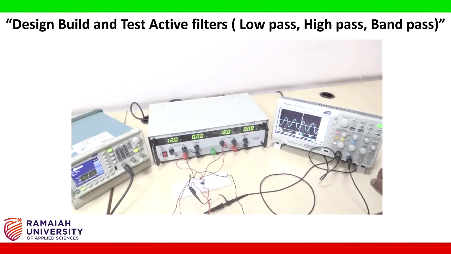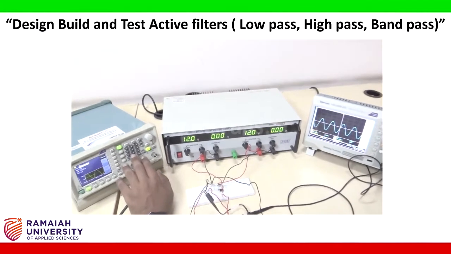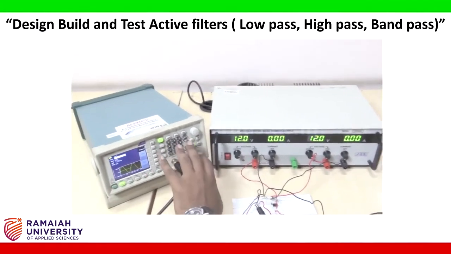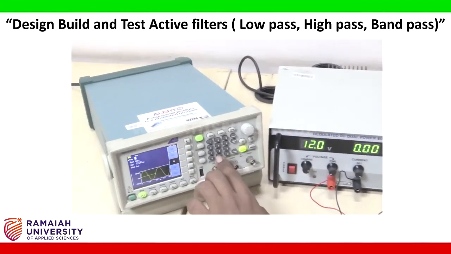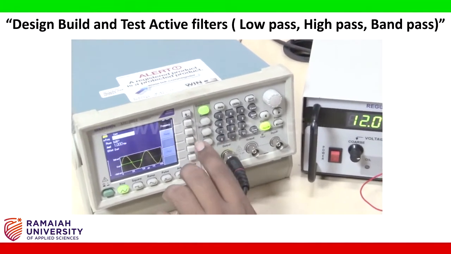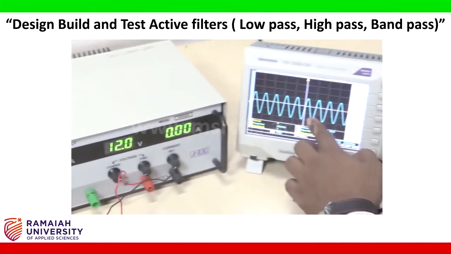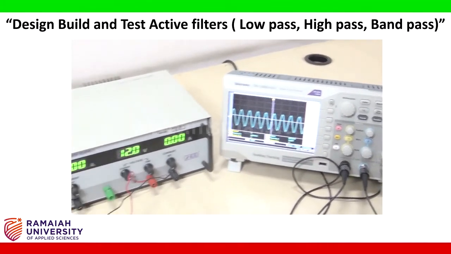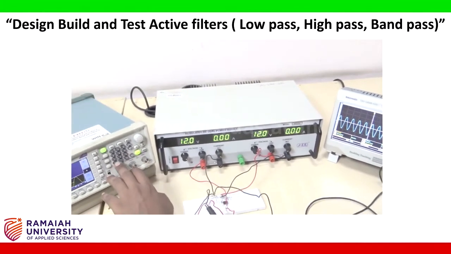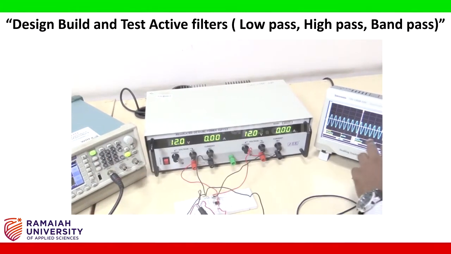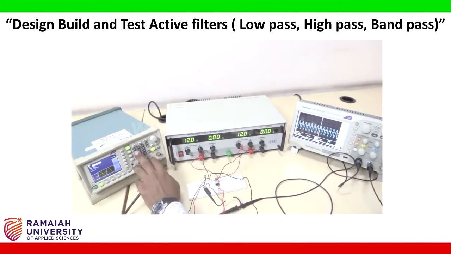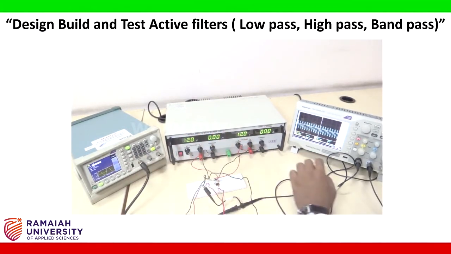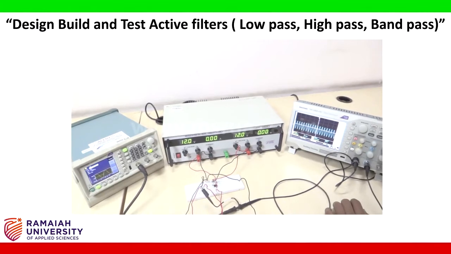Now I am going to vary the frequency from 100 hertz to some 1 kilohertz. This is the knob I can use, otherwise we can set it like this: 200 hertz peak to peak I gave. Still I am getting 3 volt peak to peak at the output. At 300 hertz, the frequency is varied but the amplitude is the same, 3 volt peak to peak. Some 400 hertz also, three volt peak to peak.